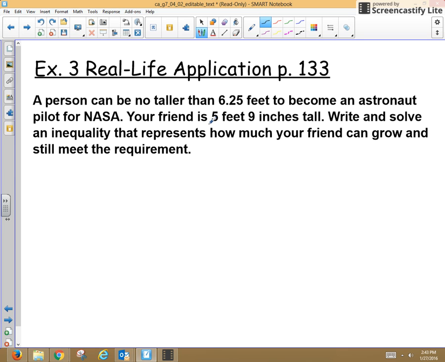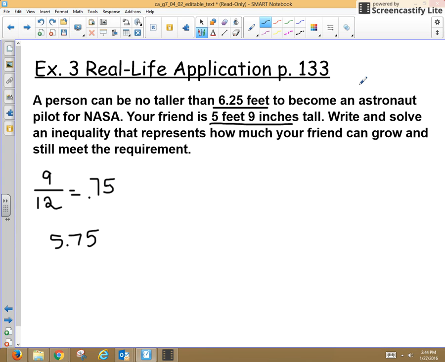So the first thing I notice is I have 5 feet 9 inches, and then I have 6.25. I need to get these in similar form because right now I have a decimal, and then I have feet and inches, 5 feet 9 inches. I know 9 inches out of 1 foot is 9 over 12, which is 0.75. So instead of saying 5 feet 9 inches, I'm going to use 5.75. Okay. So the height of your friend is currently 5.75 feet tall.